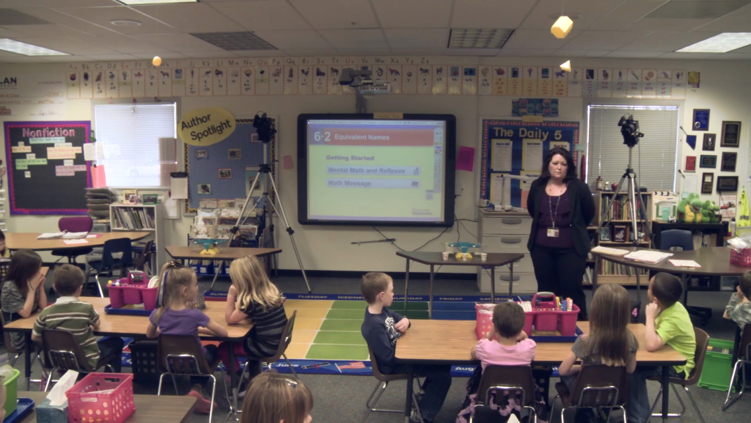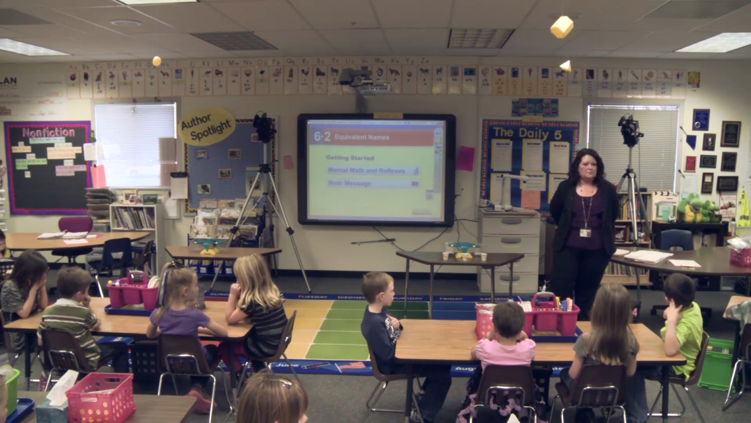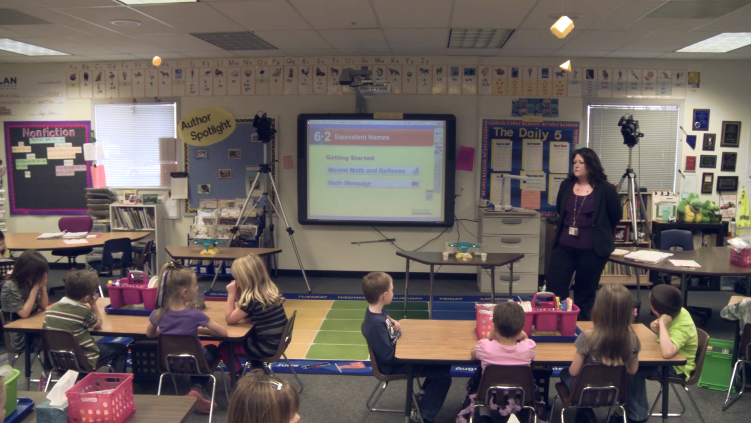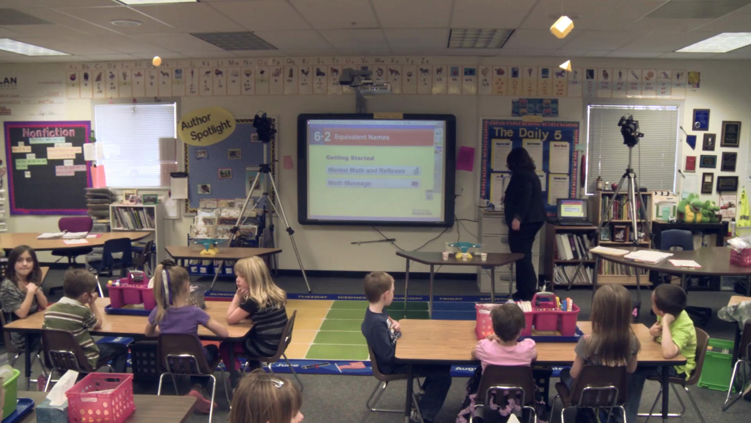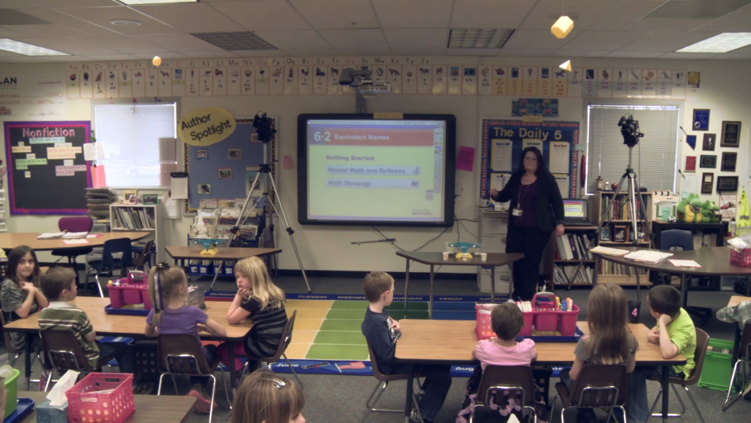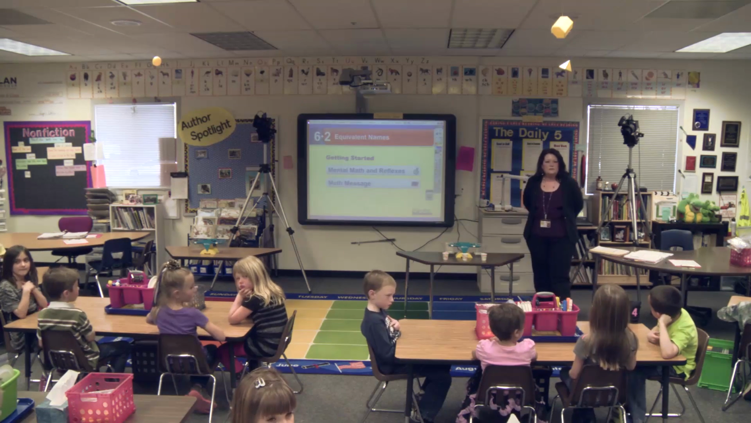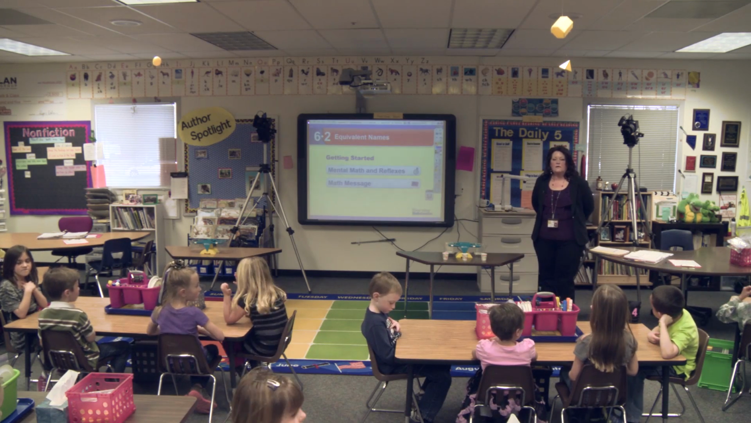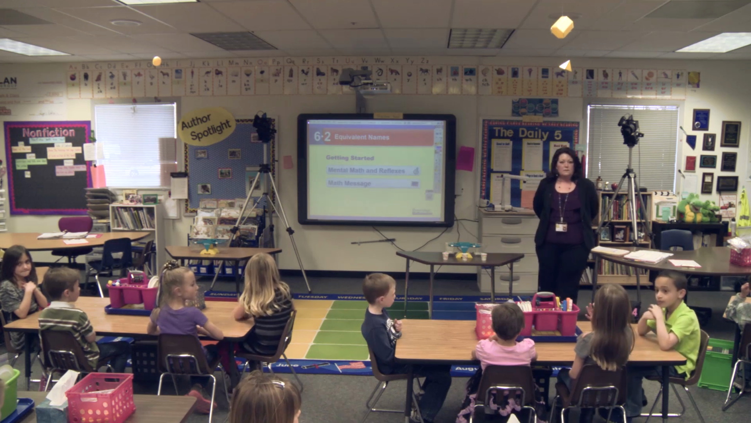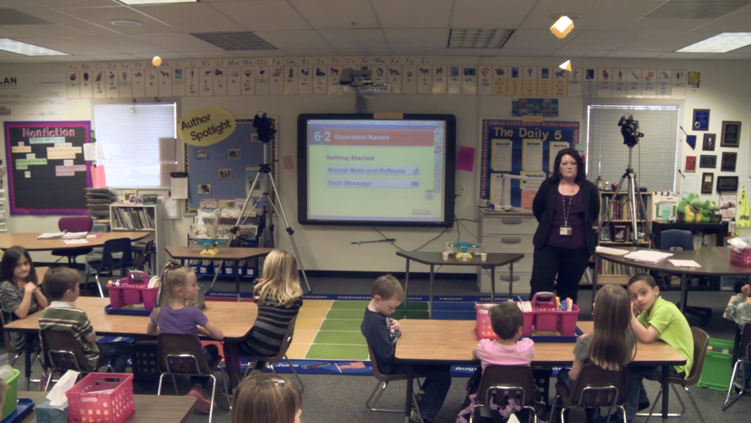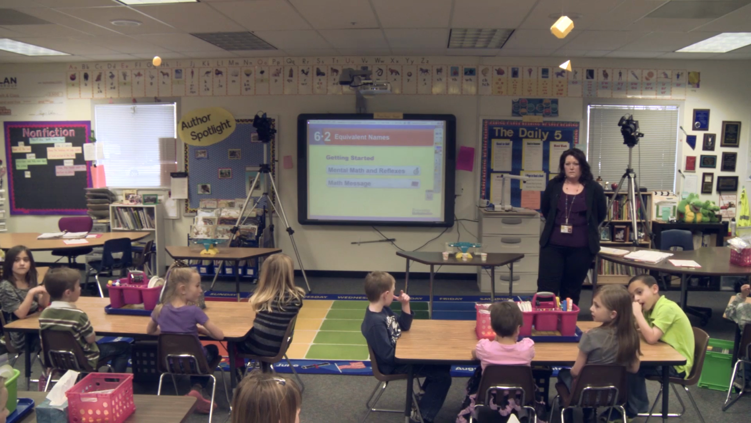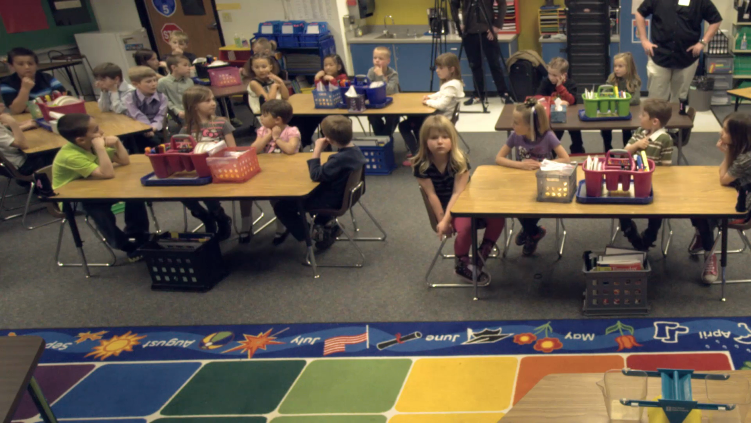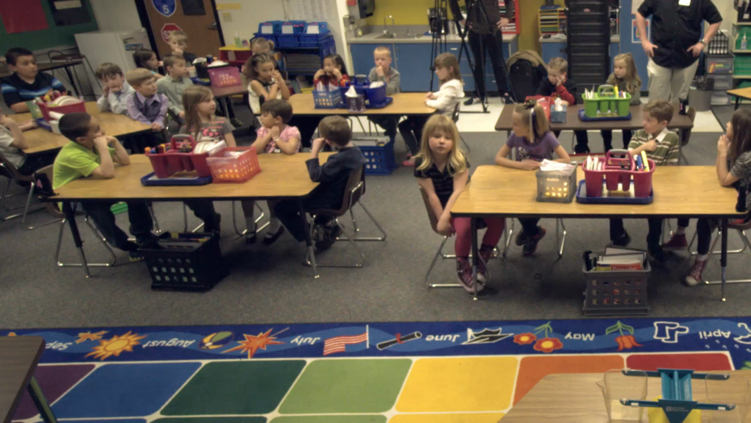10 more than 2. Audrey. 12. How did you get your answer of 12? Because if you go down and the number grid, it's 10. Can you say that really loud so we all can hear you? Because if you go down on the number grid, it makes a 10.